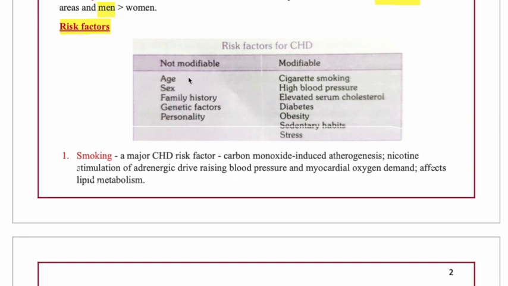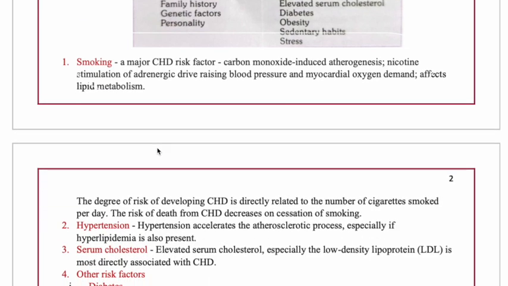Among men, it is 60 years, and among women, above 70 years is considered as a risk factor. And sex, we already discussed, men is more prone for the disease when compared to women. And not all the risk factors are detailed in the test. The detailed ones are, first one is smoking.